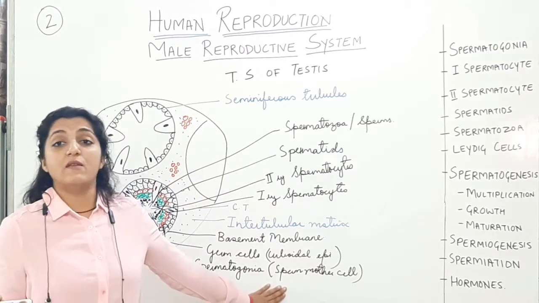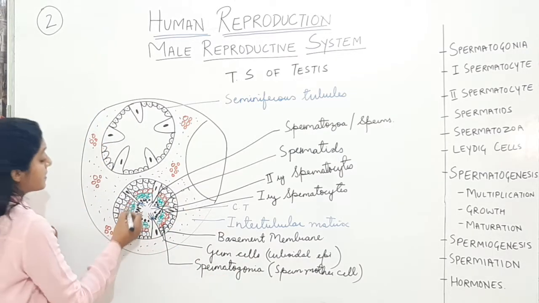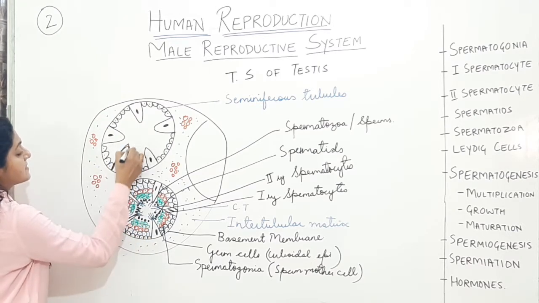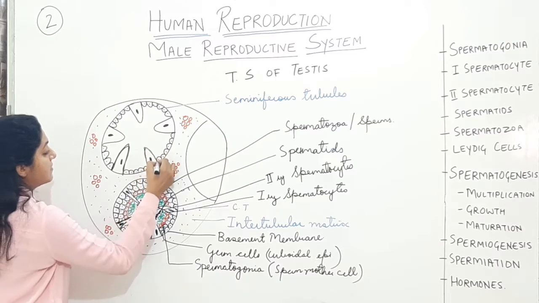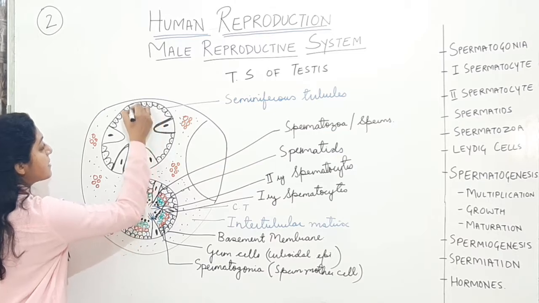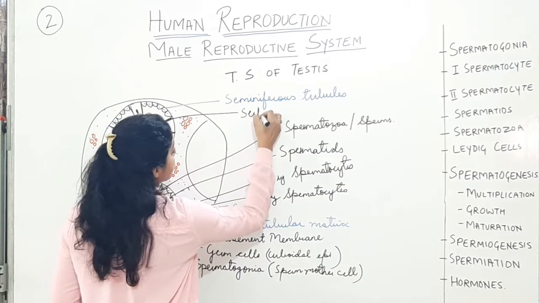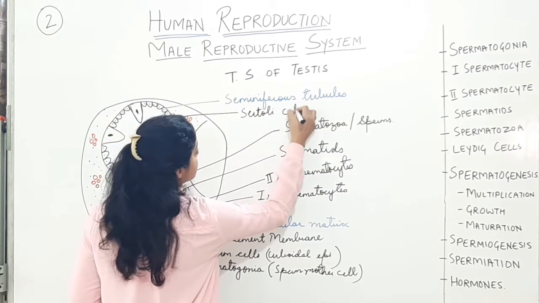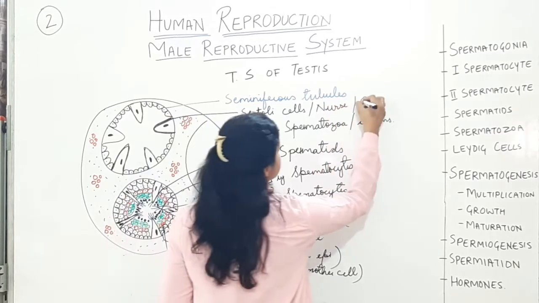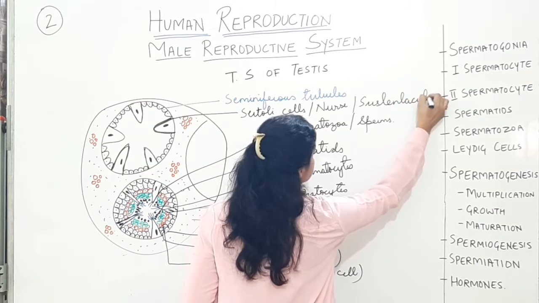And there is one more cell which is going to provide nourishment to the developing sperms, which are called the Sertoli cells. These pyramidal cells have now differentiated from the germinal epithelium into a pyramidal, columnar shape. These are called the Sertoli cells, or the nurse cells, or the sustentacular cells.